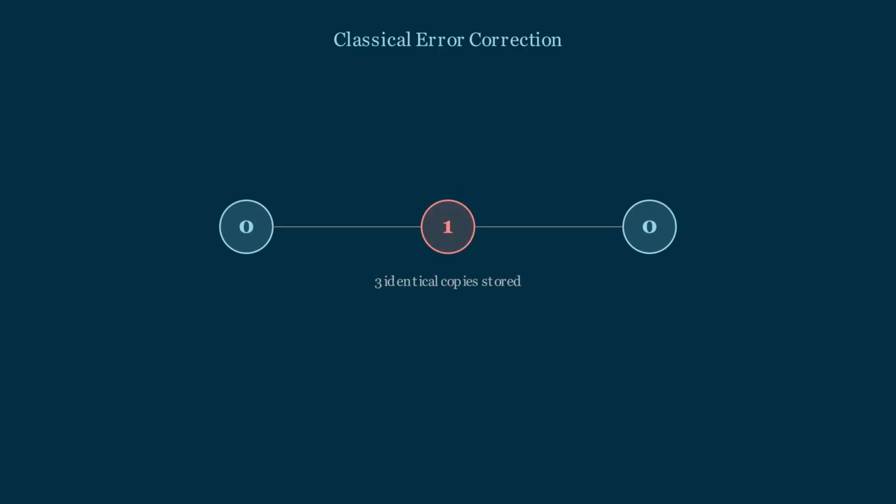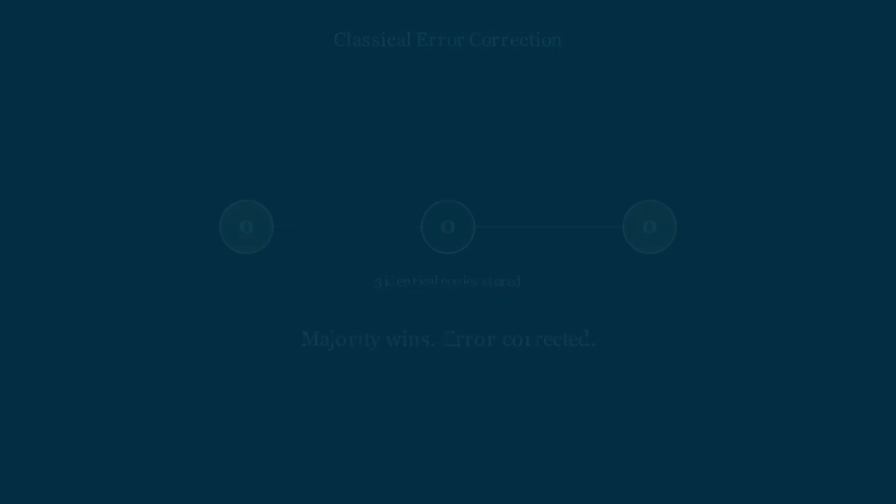In a classical computer, if a bit flips from 0 to 1 by accident, you fix it with a simple trick. You store 3 copies of every bit. If one of them flips, the other 2 outvote it. Majority wins, error corrected. Can we do the same thing with qubits?